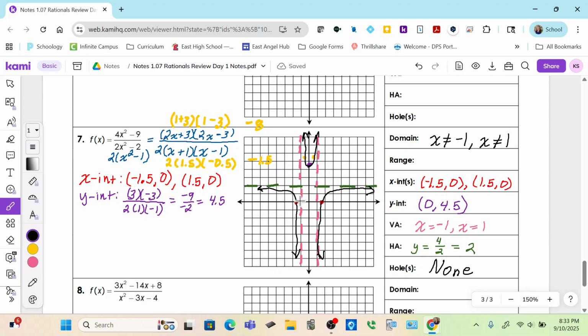For the range, we can use all Y values except where we have that horizontal asymptote. So my range is all Y except for Y equals 2. So Y cannot equal 2 is my range.